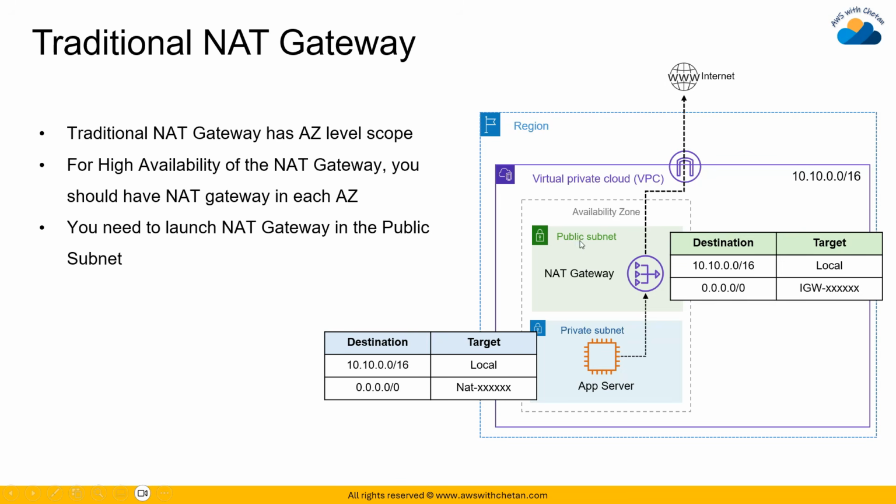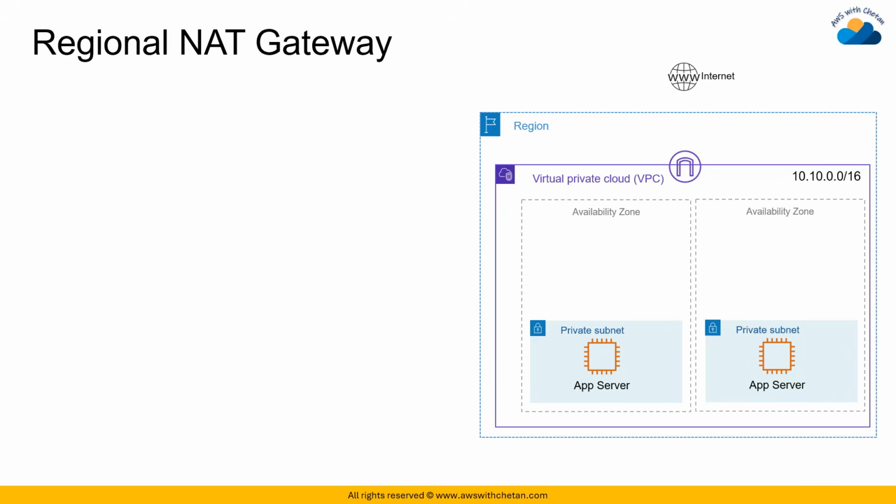So your VPC setup will look something like this, where the private subnet has the outbound internet connection for IPv4 addresses through the NAT gateway, and the NAT gateway subnet route table will have this route table entry to take the traffic out to the internet through the internet gateway. So that's a traditional NAT gateway. Now, this NAT gateway is only in one AZ, which means if this NAT gateway goes down, your application servers will not be able to access the internet. And that's where it is recommended to launch another NAT gateway in another AZ, which is obviously extra work for you. And that's where AWS has now launched Regional NAT Gateway.